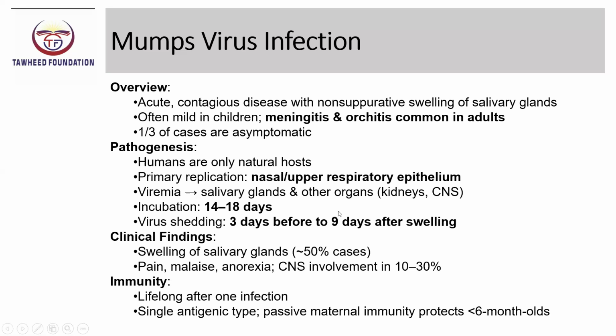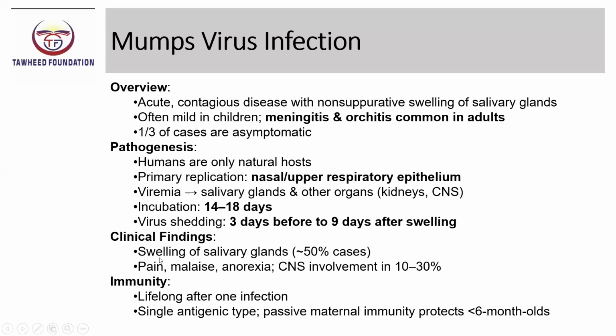Virus is shed in the saliva from about 3 days before to 9 days after the onset of salivary gland swelling. Mumps is a systemic viral disease with a propensity to replicate in epithelial cells in visceral organs. Virus frequently infects the kidney and can be detected in the urine of most patients. The central nervous system is also commonly infected and may be involved in the absence of parotitis.